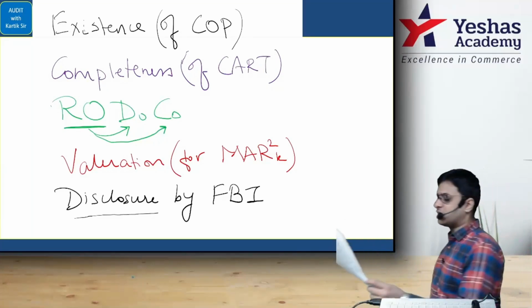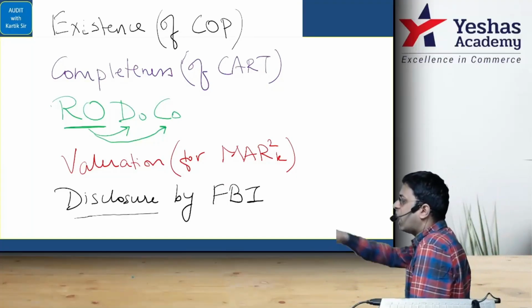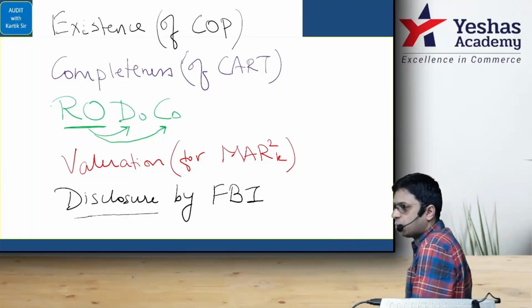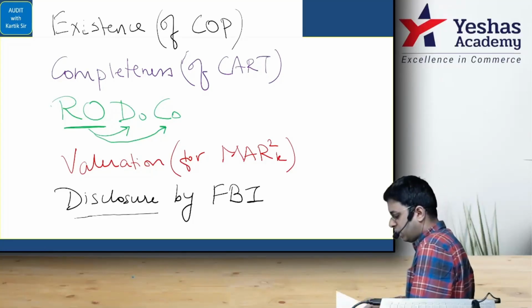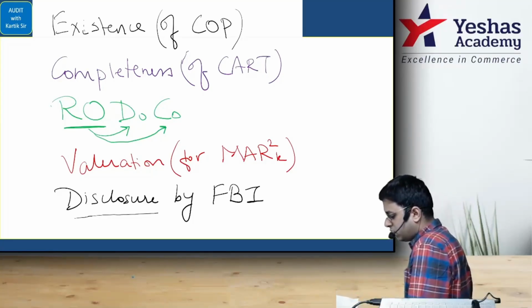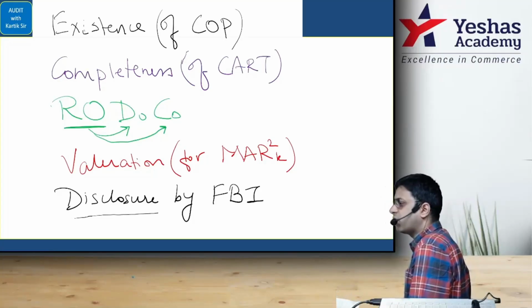Let's go further. Rights and obligation. I'm going to call it RO. In the code that you see, RO is rights and obligation. So we'll say RO DOCO. What is DOCO? Simple. Documentation review. We'll say documentation, and of course, our SA 505 again, write the confirmation.